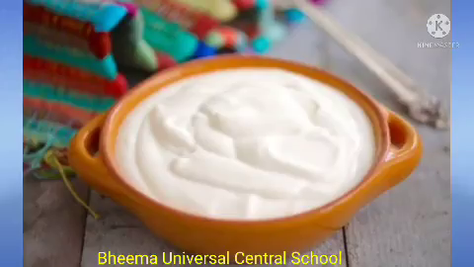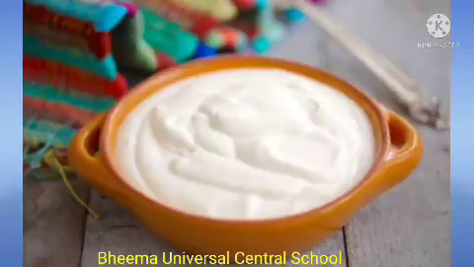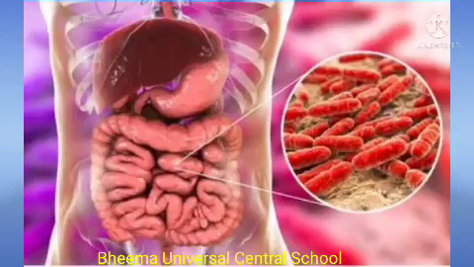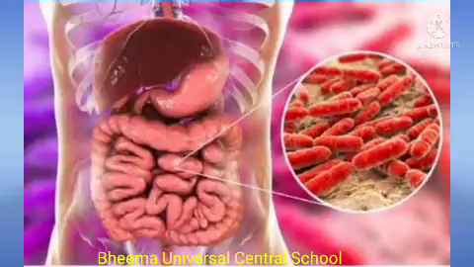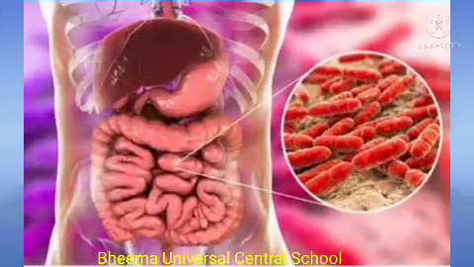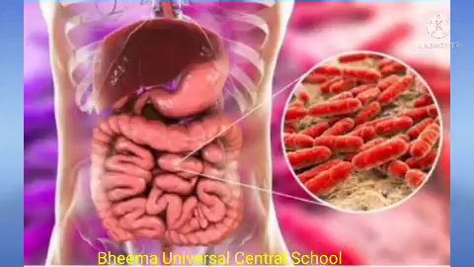Lactobacillus is a type of bacteria that helps in converting milk to curd. We also have some bacteria in our gut or intestine which help us in the digestion of food. Lactobacillus present in our gut helps us in digesting the food easily and forming vitamin K in our body.